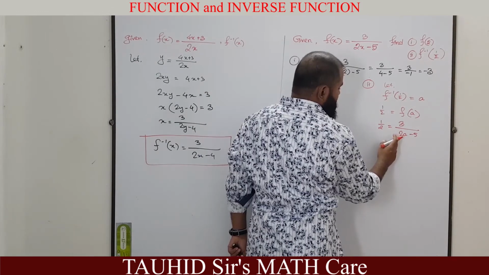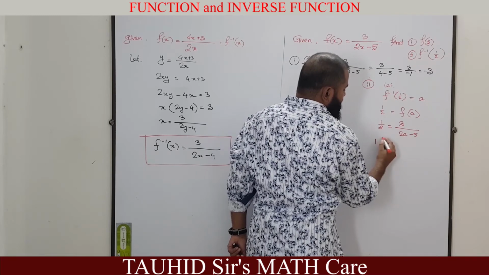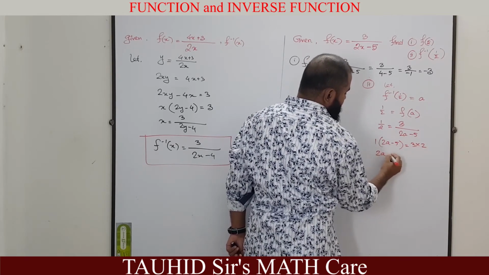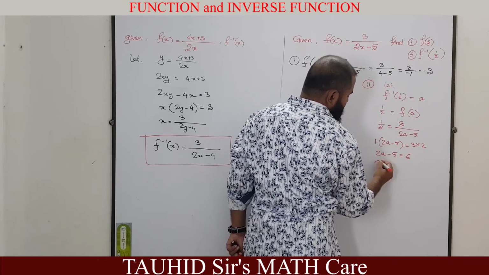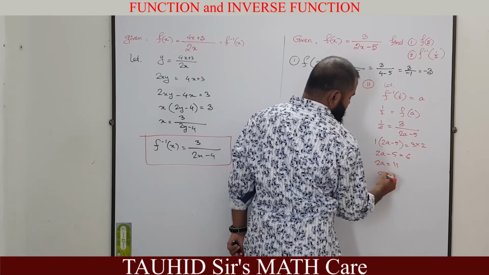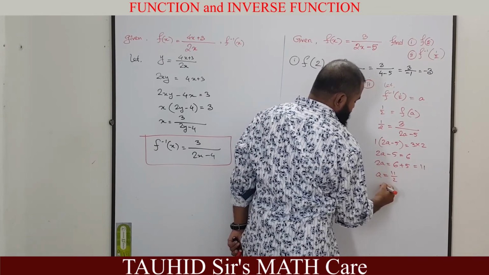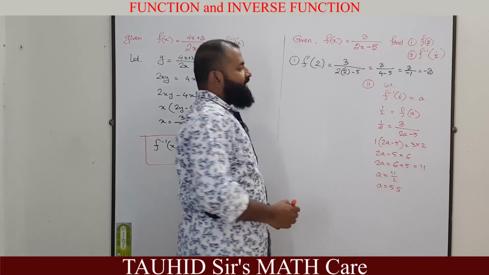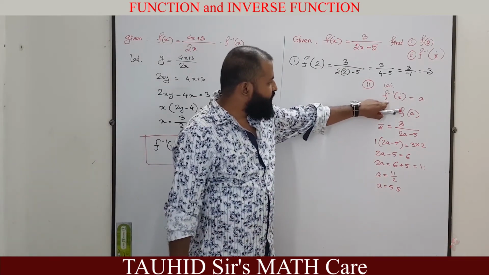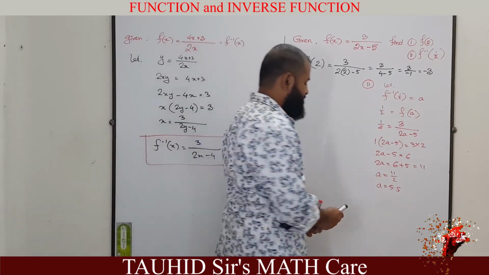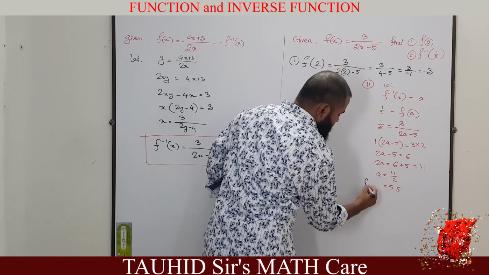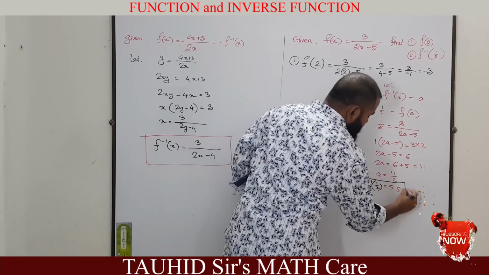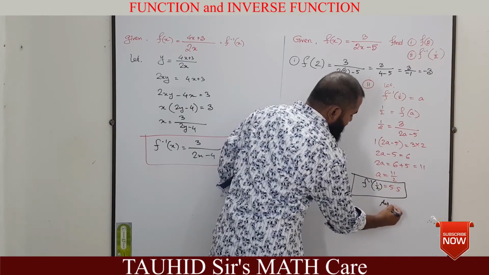We can use cross multiplication. 1 multiplied by (2a - 5) = 3 multiplied by 2. 2a - 5 = 6. 2a = 11. So a = 11/2. Therefore, a = 5.5. What is a? a is f inverse (1/2). Therefore, f inverse (1/2) = 5.5. This is our answer.